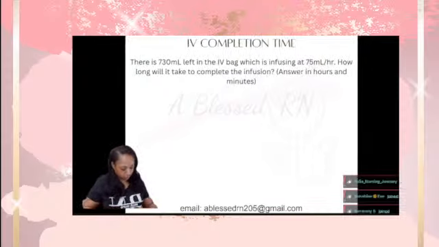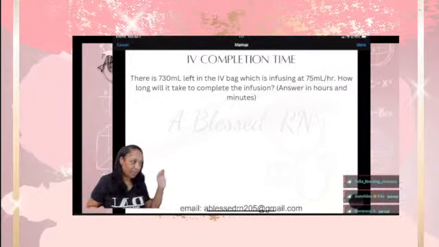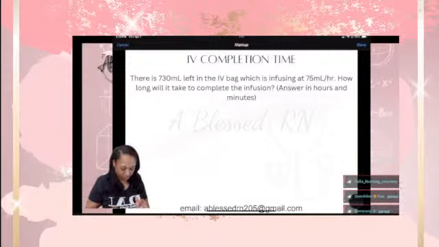Okay, so let's see about this IV time of completion. How many of y'all are good with these? Or you think that you can answer this question? Think that you can do it? Who thinks that they can do it? I know that you can do it. But how many think that they can do it? Because you got to get your confidence up.